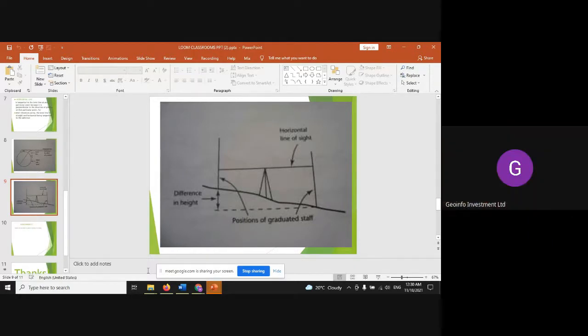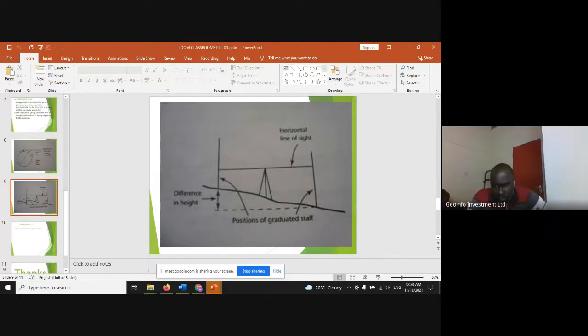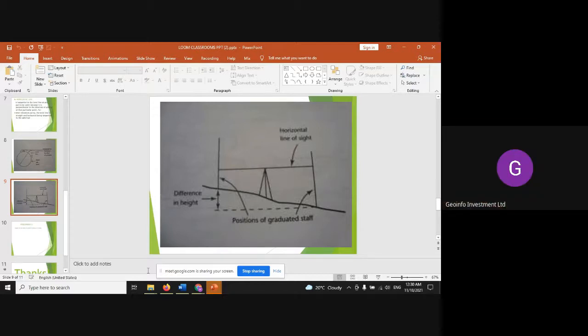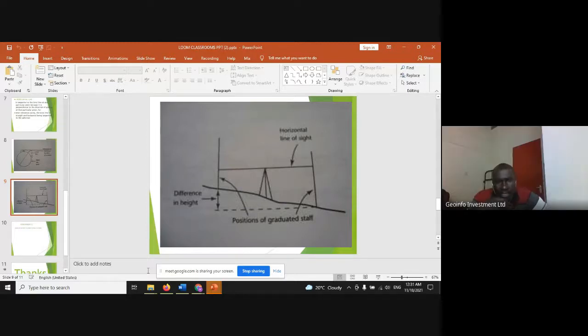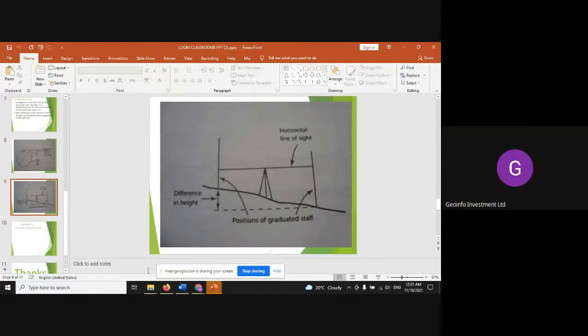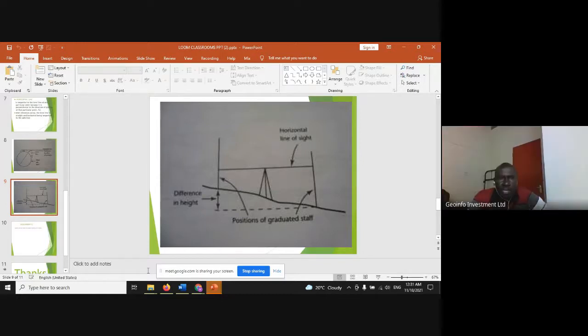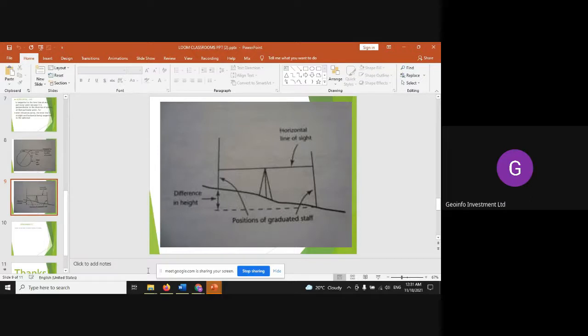Now, what is the procedure of leveling? If you want to start leveling, you just do as I say, and you will get the right level, provided that you make sure the instrument is well leveled, the bubble is at the center.